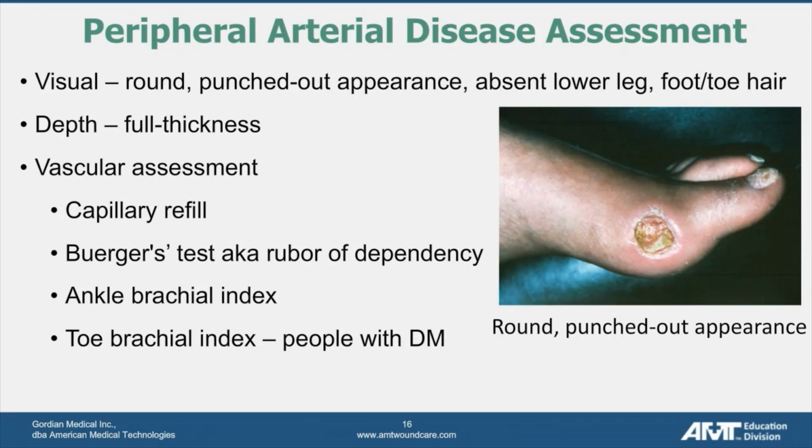It is recommended for people with diabetes that we do what's called a toe brachial index, because the toes, we don't understand why, are often spared the atherosclerotic process in people with diabetes. You do the toe brachial index on the great toe with a very small cuff that goes around the toe, to check for blood flow.